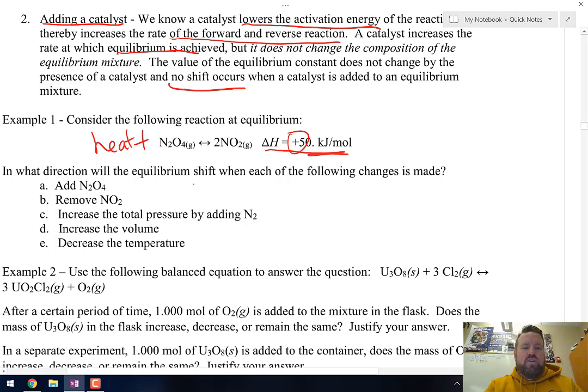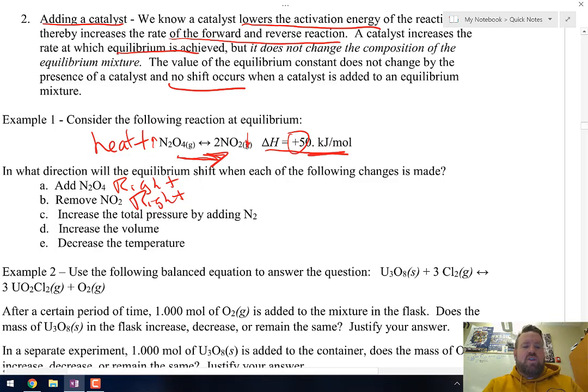Okay, in which direction will the equilibrium shift when each of the following changes is made? If I add some N2O4, I've increased the amount of N2O4. The reaction is going to shift to the right to counteract that. So this is going to be a shift to the right. If I remove some NO2, so this goes down, the reaction is also going to shift to the right to make more of it. So that is also a shift to the right. So the concentration of N2O4 is going to go down.